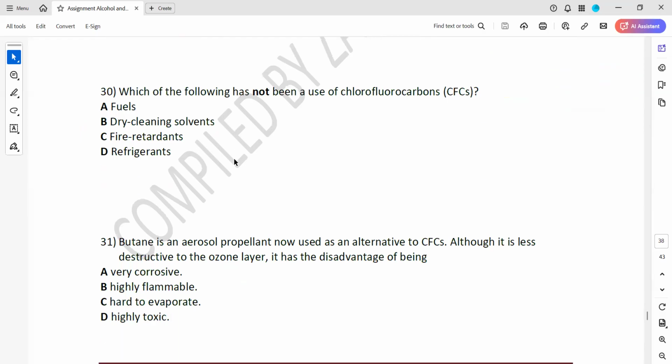Which of the following has not been used for a CFC, the chlorofluorocarbon? So CFCs are not used as a fuel. They are used in dry clean solvents as well, and fire retardant, refrigerant, but it's not used as a fuel. CFC is not used as a fuel.